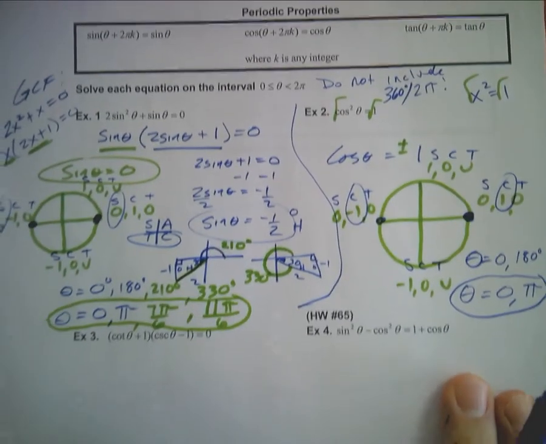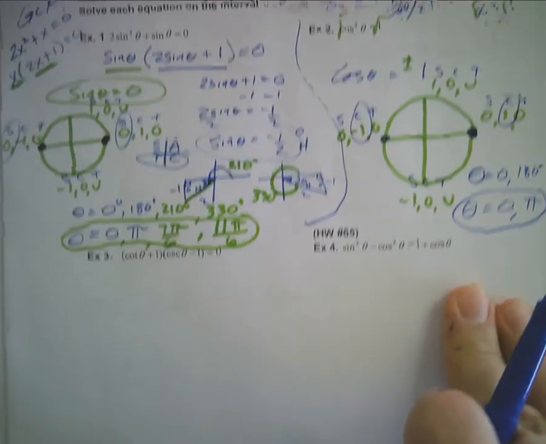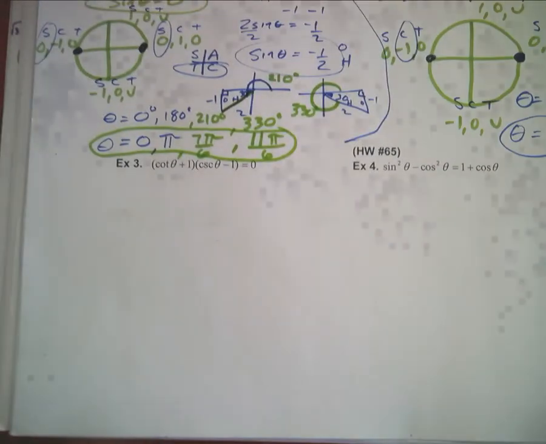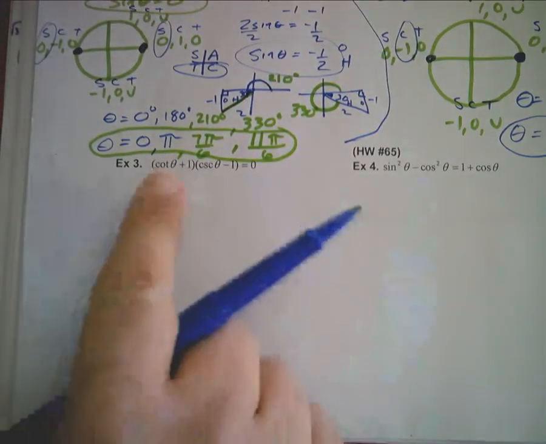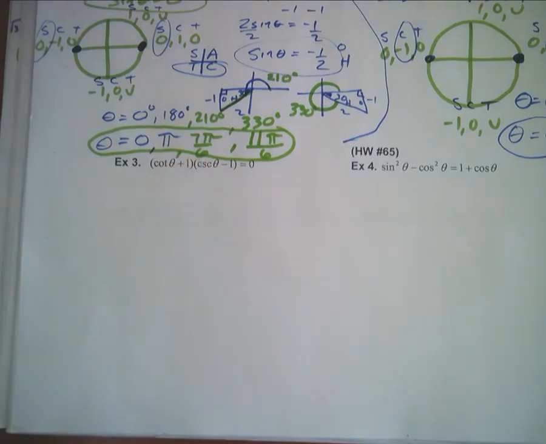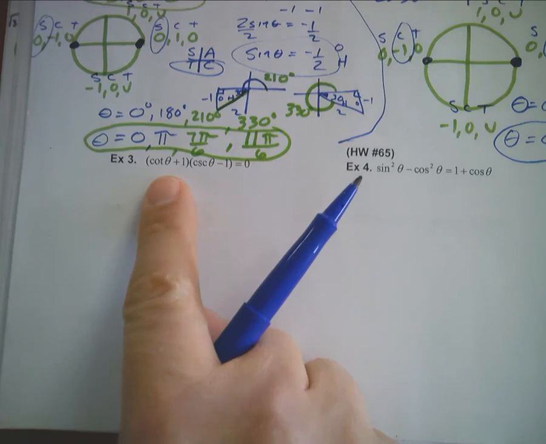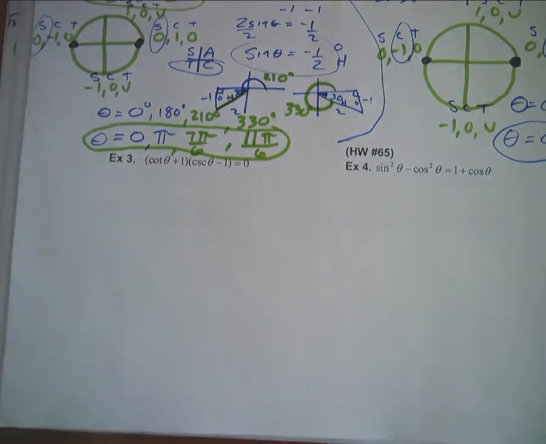Well, sometimes they already have it ready to go for you. So when you look at example number 3, this has been factored already. So sometimes your initial thought might be, hey, let's go ahead and FOIL this thing. Don't FOIL it. The whole idea is to get our stuff on one side equal to 0 so that we can factor. Well, I have it equal to 0, and it's been factored for me. So this thing is ready to go.